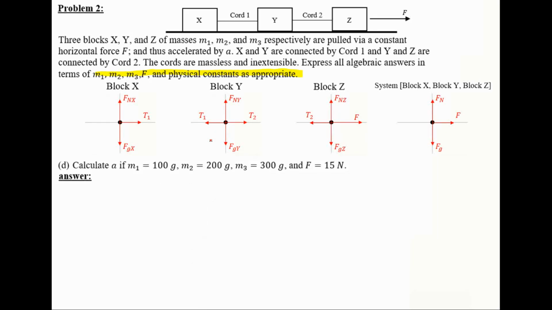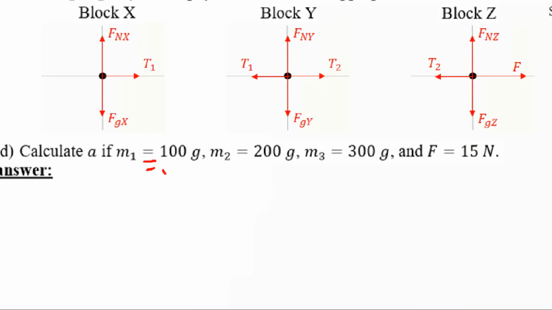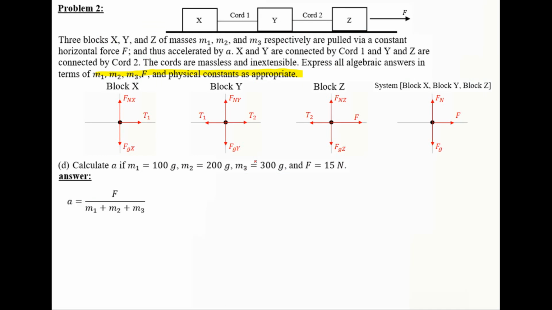Now we need to determine the acceleration if we have the masses and the value of F. Remember that these should be converted to kilograms, and that is done by dividing by 1000. So now we're ready to calculate the acceleration, and it's given by 25 meters per second squared, which is a relatively large acceleration.